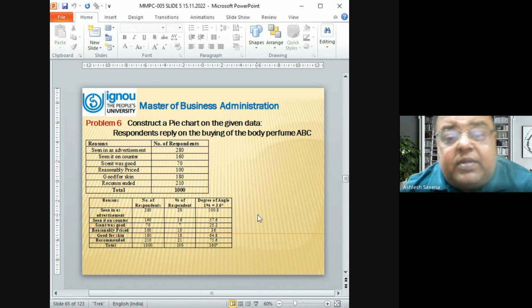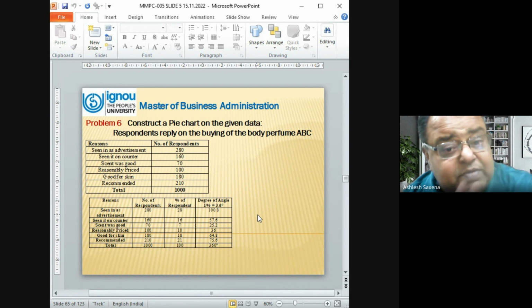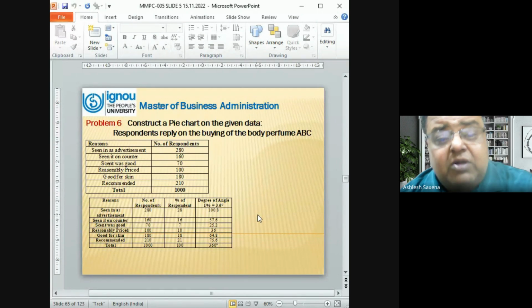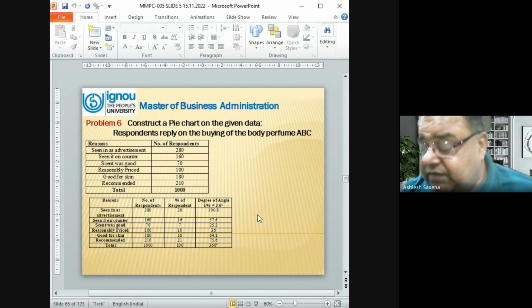Now, how to calculate the degree of the angle on the pie chart? Remember, 1% is equal to 3.6 degrees. 1% is equal to 3.6 degrees. Multiply 28 by 3.6, you will get 100.8. Similarly, multiplying 16 by 3.6, you will get 57.6. And similarly for all. When you total all these values, you will get 360 degrees. A complete circle is of 360 degrees.